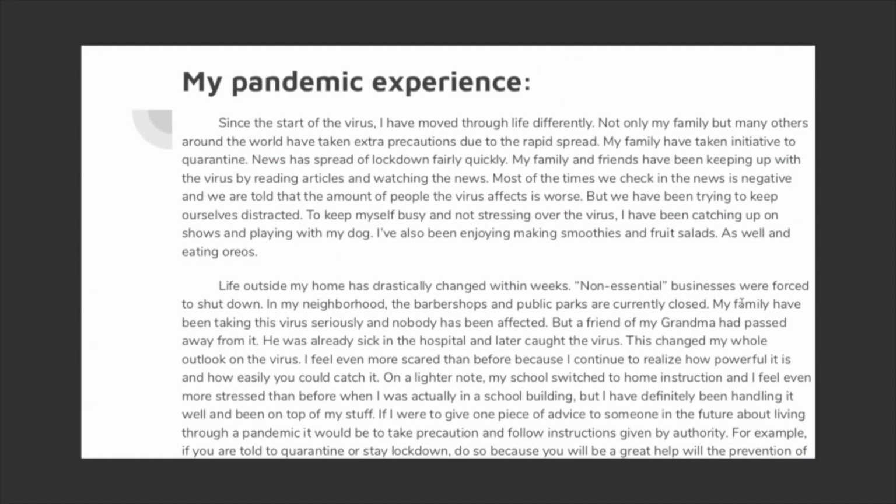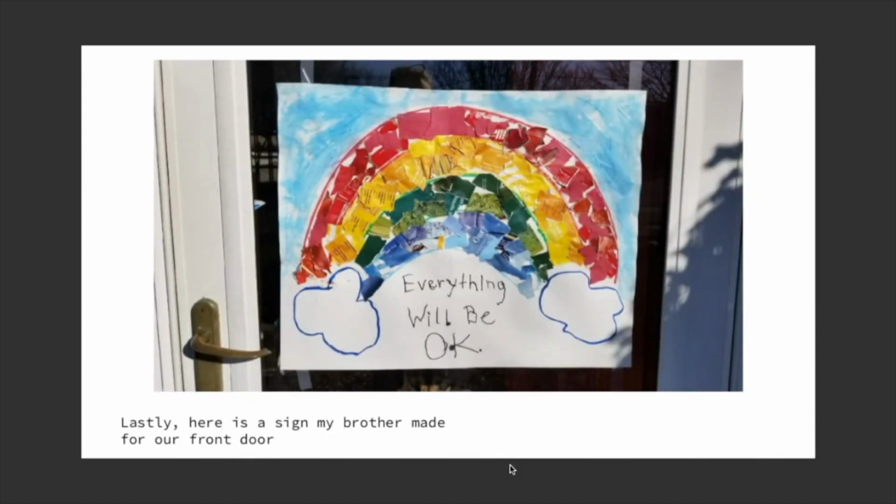And here is an example of one of the students' pandemic experience and what she was feeling during this time period. And lastly, a sign that a student's brother made for the door. I thought this was a really great thing to include in their time capsule project.